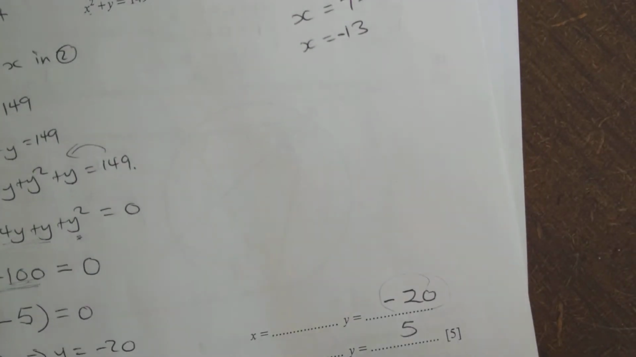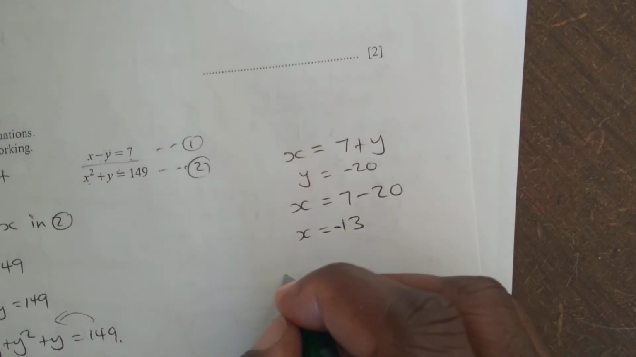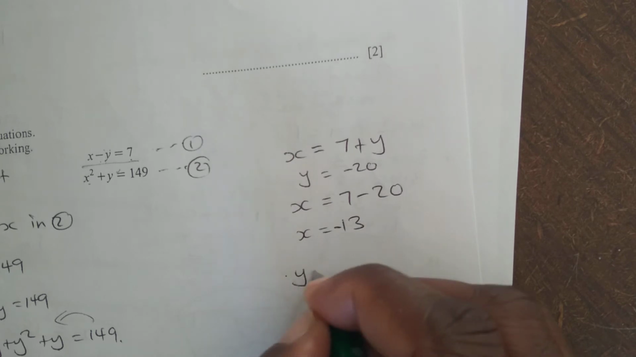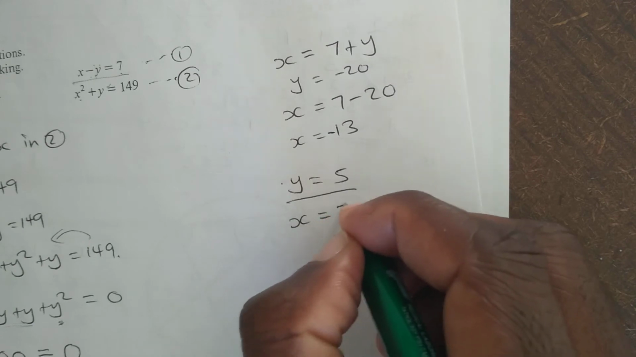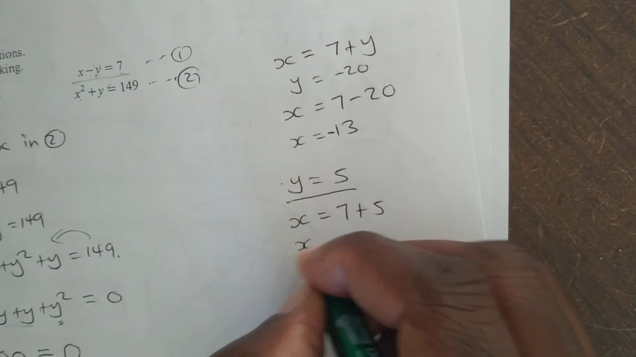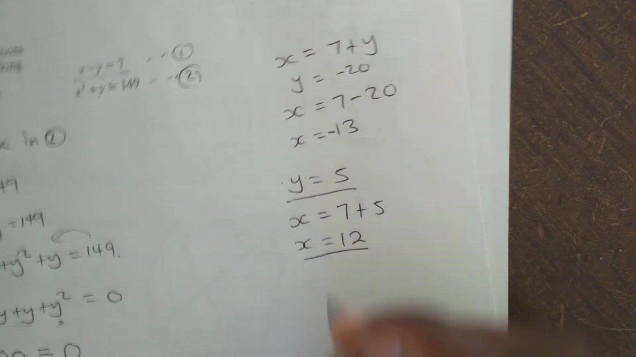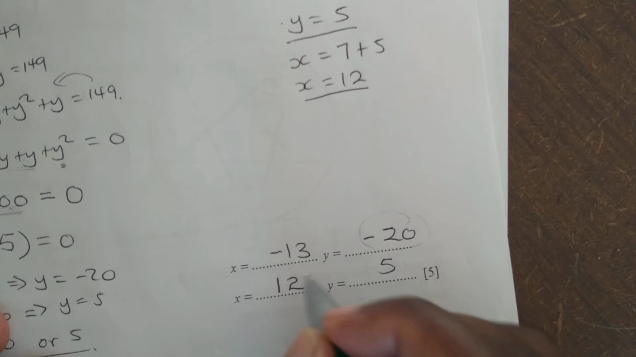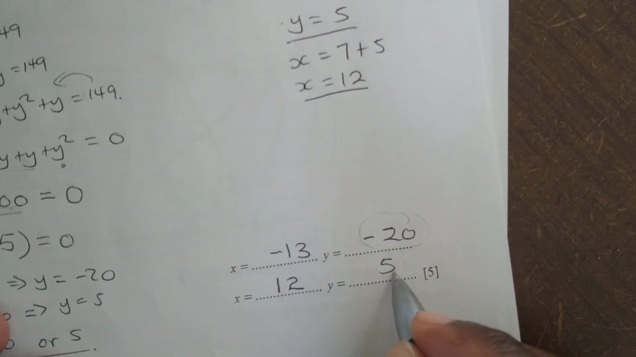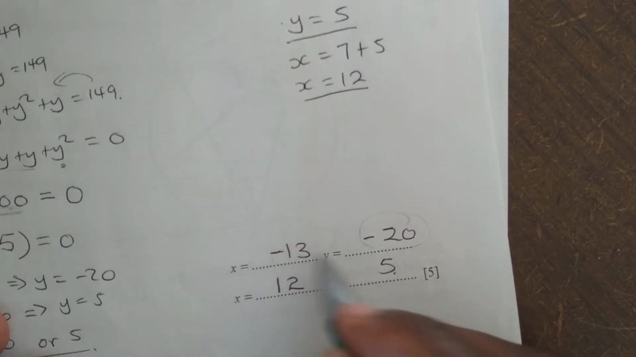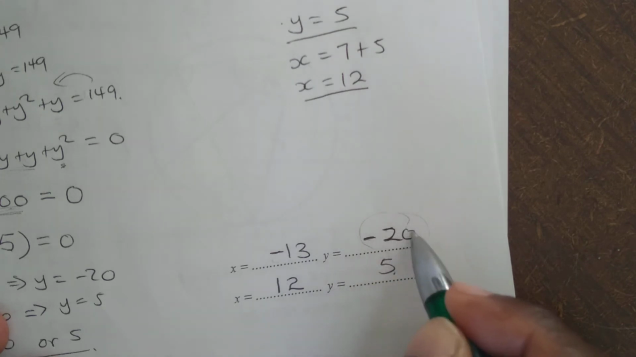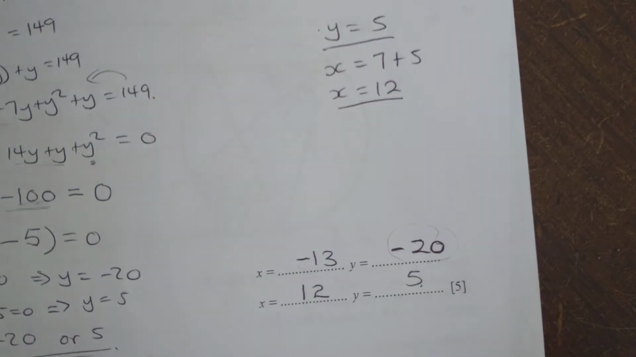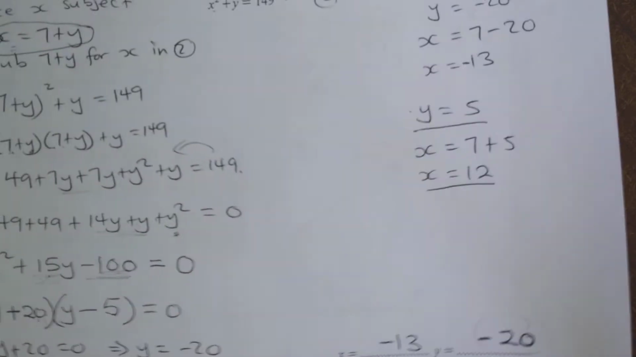I'll write it here. If y is 5, so what is x? X is equal to 7 plus 5. So x is 12. Where do I write my answers? I'll write 12 and y equals 5. X is minus 13 when y is negative 20. That's it for number 19.